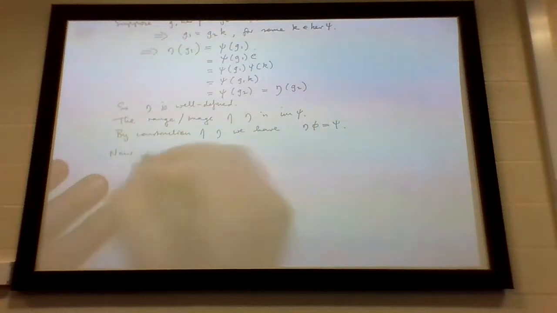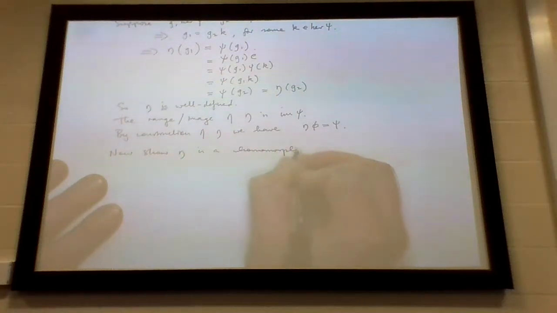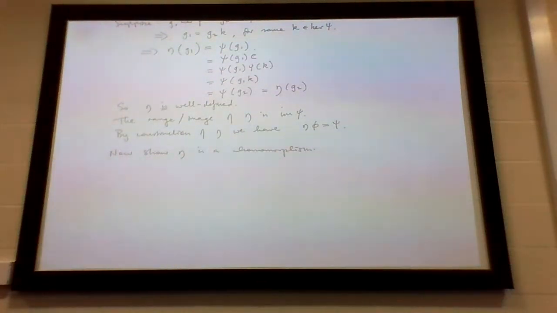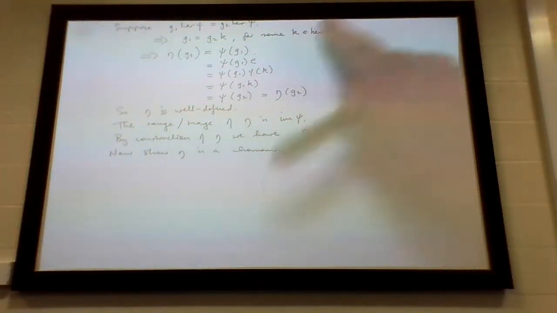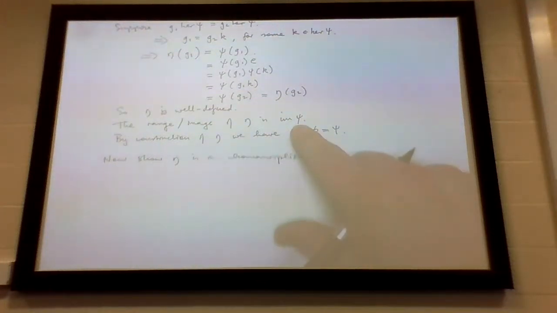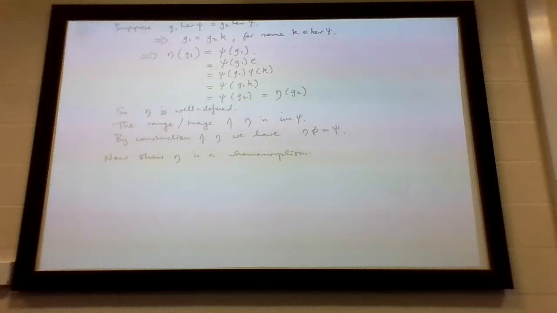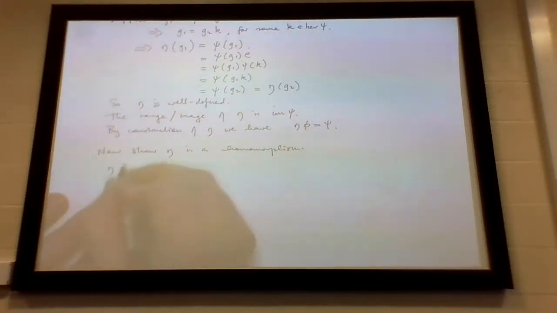So now we show eta is a homomorphism. By definition, it surjects onto the image of psi. So we'll show it's a homomorphism and we'll show it's one-to-one. To show eta is a homomorphism, you have to think about applying it to the product of two cosets.